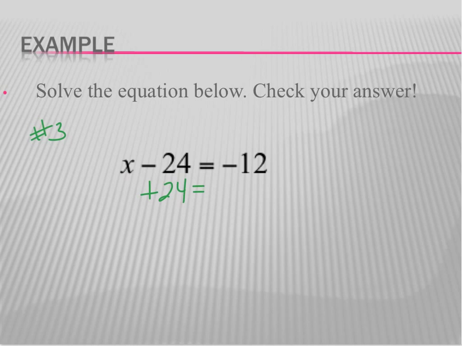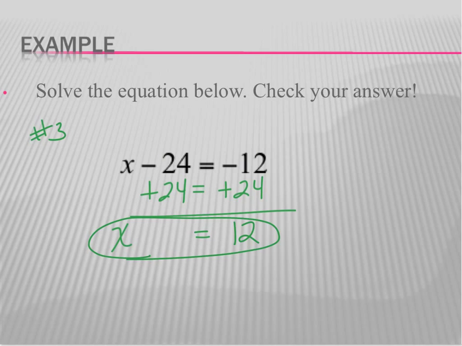What you do to one side, you must do to the other. So we'll add 24 to both sides. On the left here, we have x minus 24 plus 24 is 0, equals minus 12 plus 24 is 12. So that's our solution.